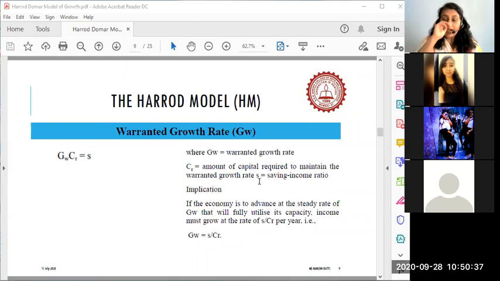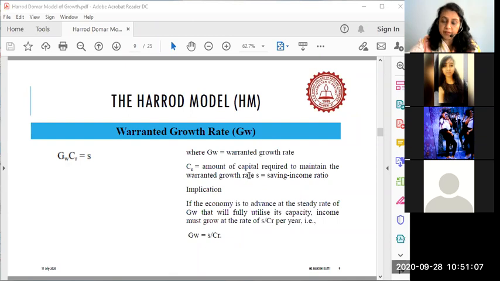That is, the amount of investment required to achieve the rate of growth. So it becomes GW is equal to S upon I in simple words. S upon I decides whether the economy will achieve that 10% or not. Class, did you get the difference between warranted growth, natural growth and steady growth rate now? Now things are clear?